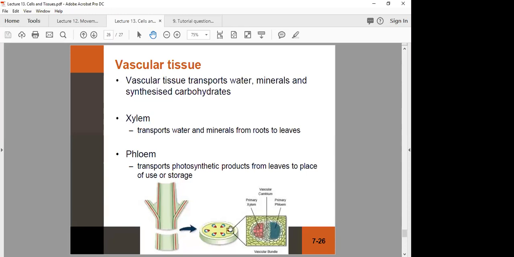If we enlarge one of those vascular bundles, we can see here cells of the phloem in blue and also cells of the xylem in red. And those of you that go on to do plant physiology will learn a lot more about these important tissues and how they function.